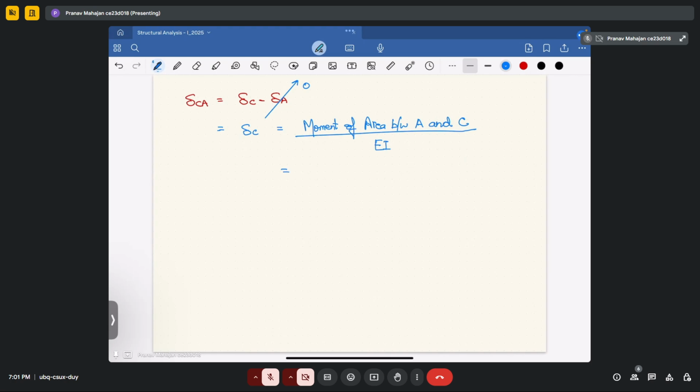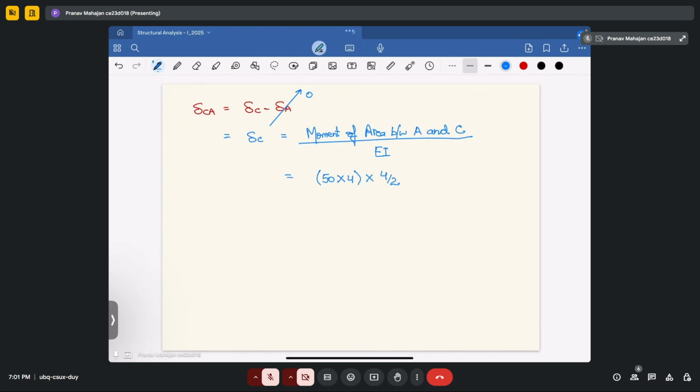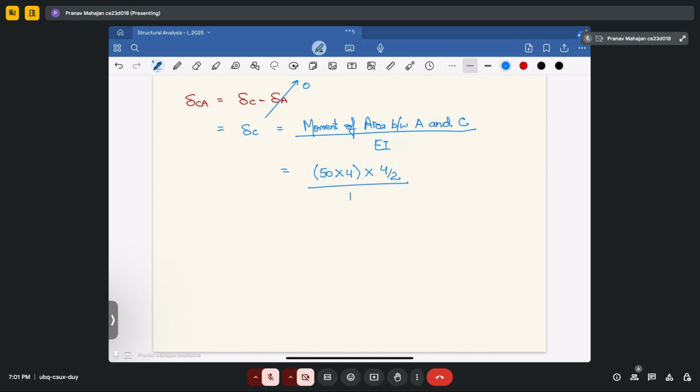So between A and C, you have area equal to 50 into 4, and if you have to determine the moment, the moment will be equal to 4 by 2, because it will be half of the rectangular section divided by EI. That means 80 into 50, it will be equal to 400 upon EI. Okay, since this value is negative, this will also be negative.